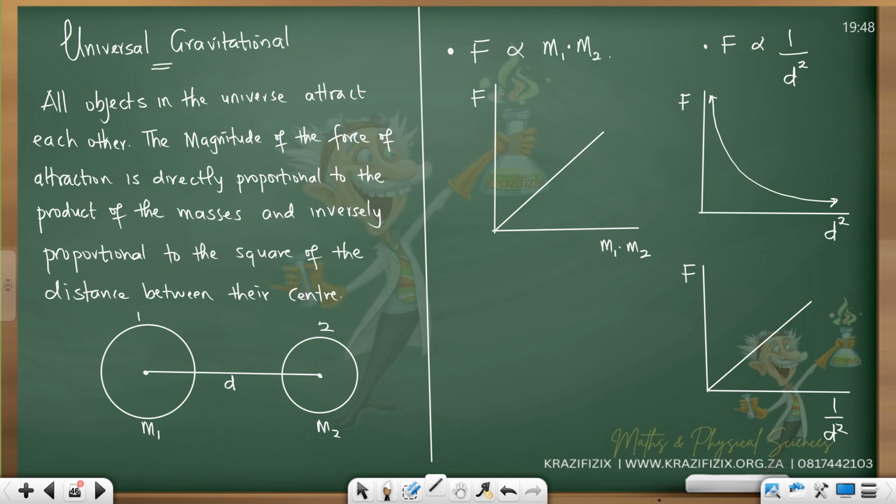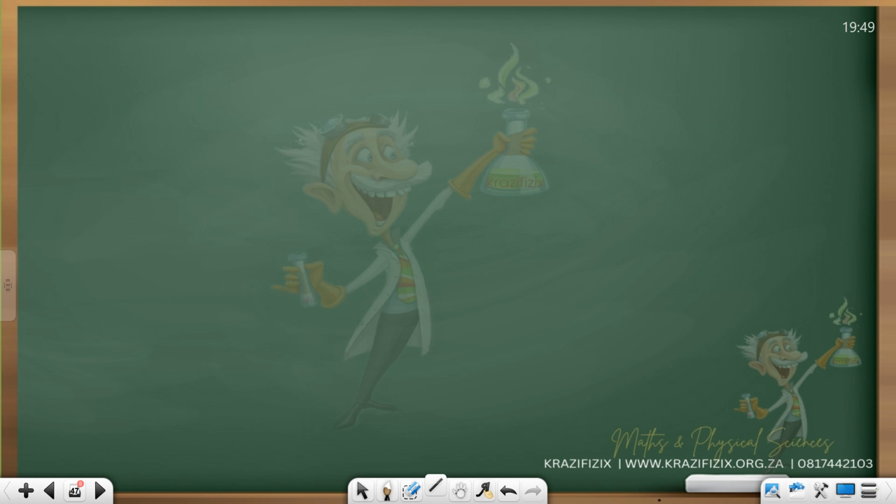All right, please take note. D is the distance between their centers. Please, centers, not between them. They are centers. Now, if we combine all of this together, we are going to arrive at a formula, and this is the formula.